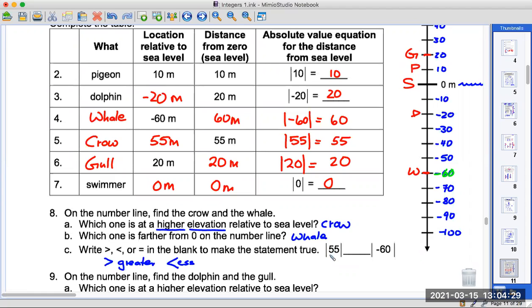Okay, here's the question. The absolute value of 55 and the absolute value of 60. Which is the smaller number? What is the absolute value of negative 60? 60, right? And what's the absolute value of 55? So what symbol are we going to insert? Less than or greater than? 55 is less than 60. It's kind of tricky. You're not talking about negative 60. This number here is positive 60, because it's the absolute value.